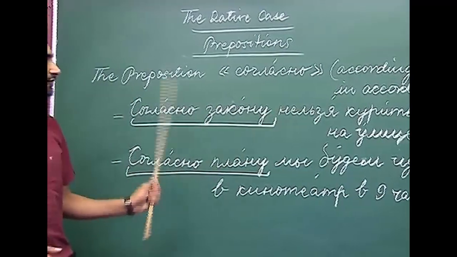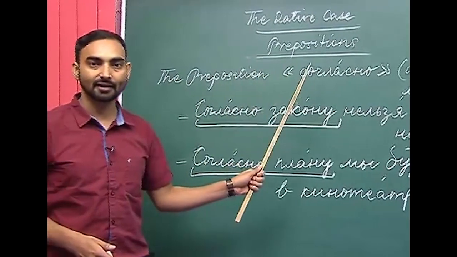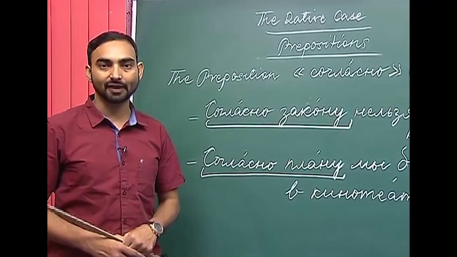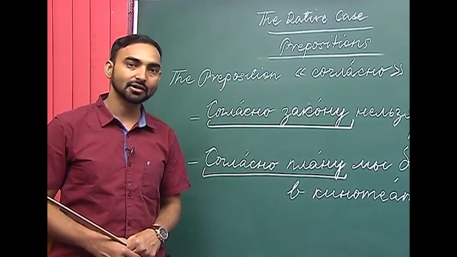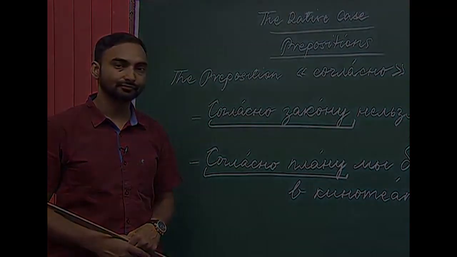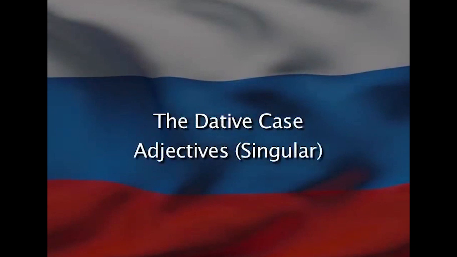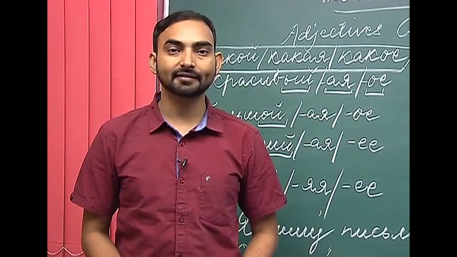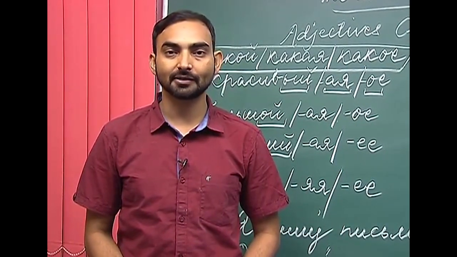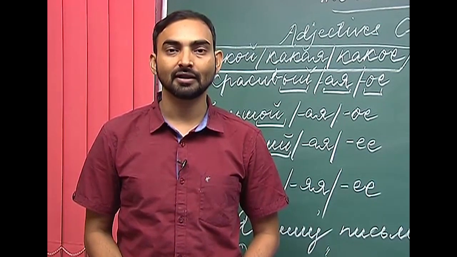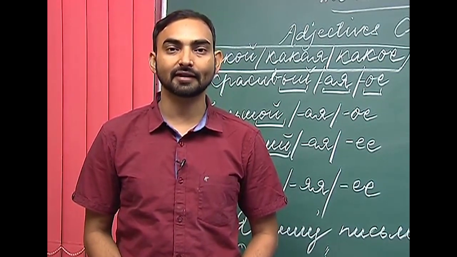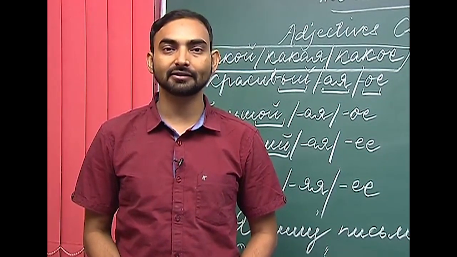So, this is how we use the preposition согласно, and it takes the dative case of nouns either in singular or in plural. We have already discussed the declension of nouns and pronouns in the dative case. Let us now discuss the adjectives in singular in the dative case.